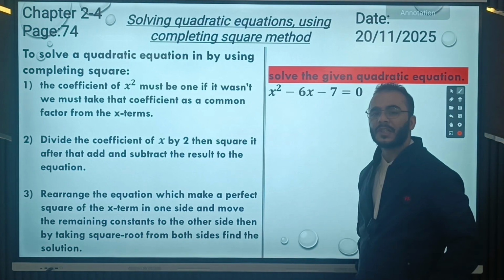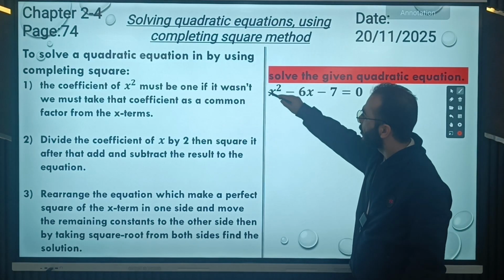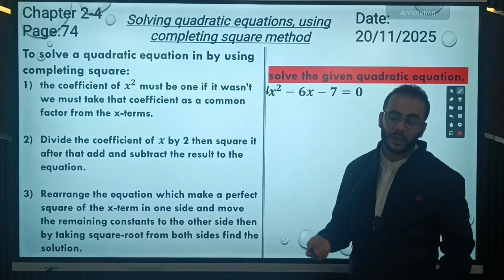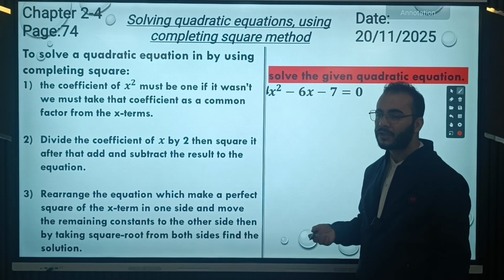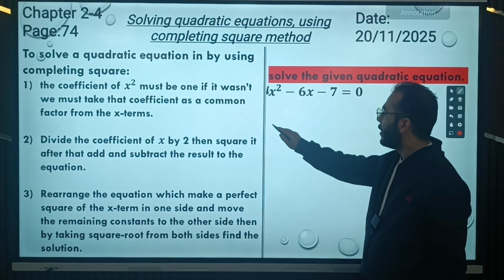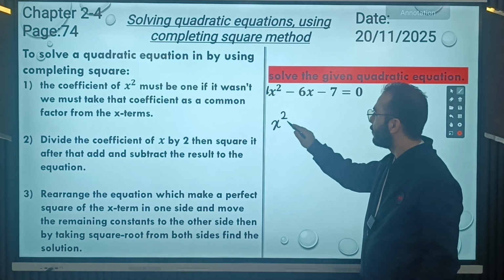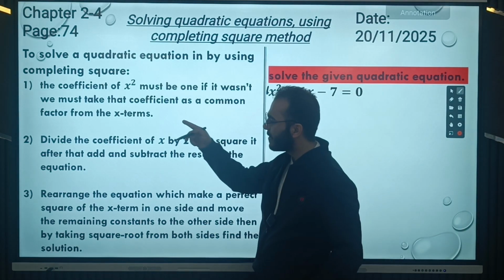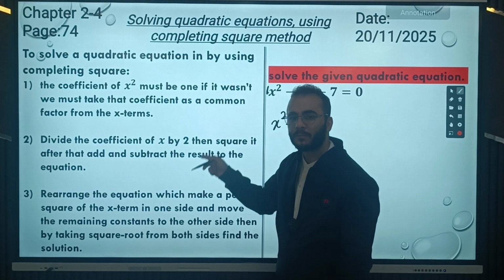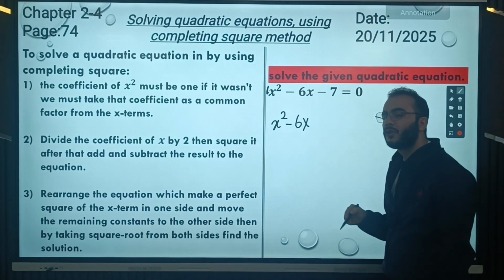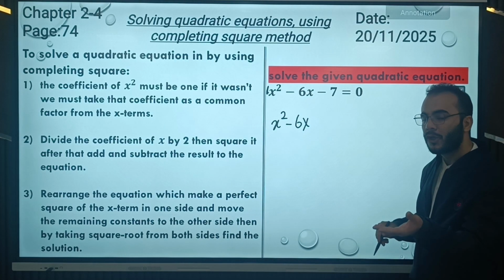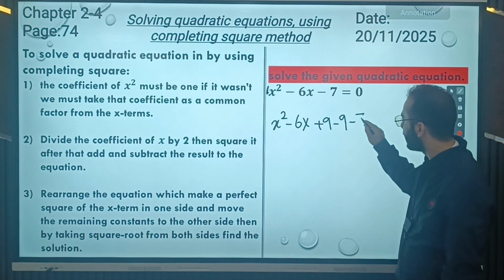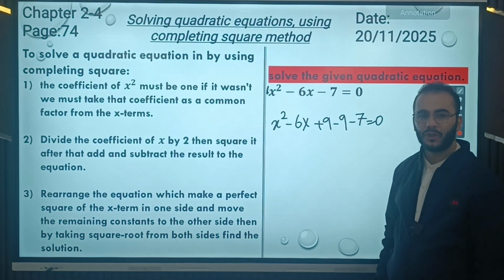Again, let's go back to the steps. The first step says that the coefficient of x squared must be 1. If it was not 1, we need to make it 1 by taking that coefficient as a common factor. So here, x squared minus 6x, it's 1. Go to the second step. The second step says to divide the coefficient of x by 2. So 6 divided by 2 is 3, powered by 2 is 9. Added and subtracted, and see what you are going to get.